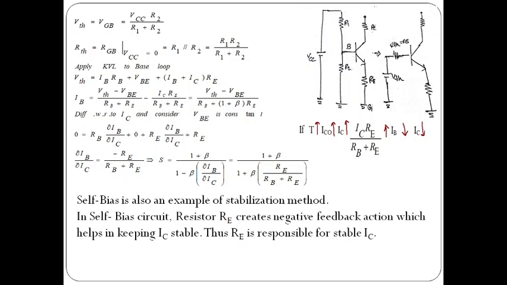So in self bias, resistor RE creates a negative feedback. It provides the feedback from the RB resistor. Here, resistor RE provides the negative feedback action which helps in keeping the IC value. Thus RE is responsible for a more stable IC value. Clear? So it is also a negative feedback circuit.